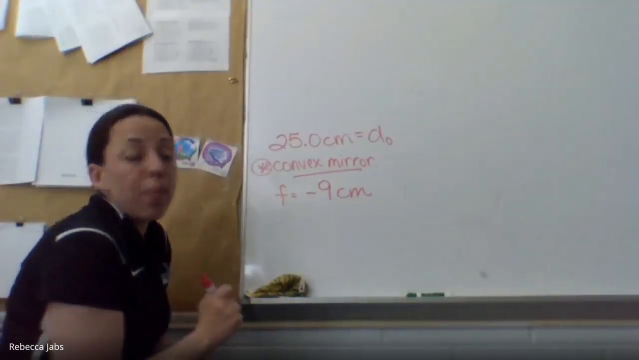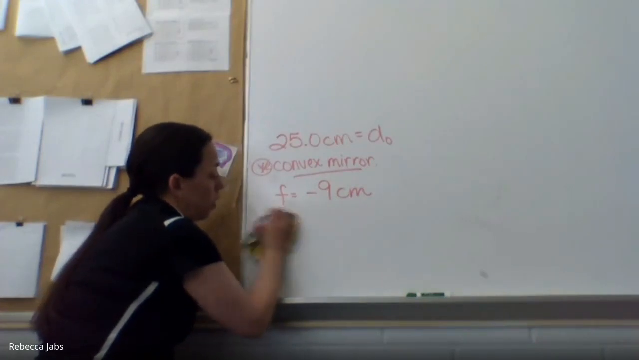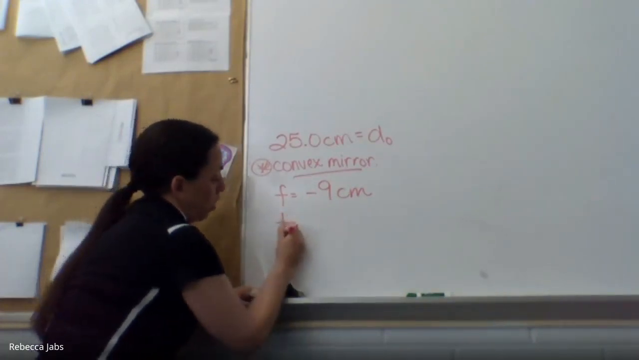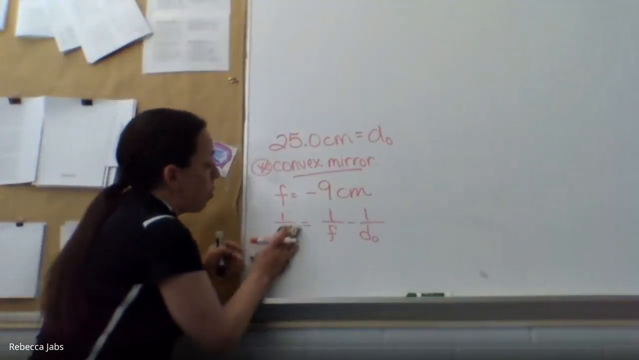If we remember our rearranged equation, but remember, we don't want to remember it this way. We want it to be flipped upside down. So negative 1.